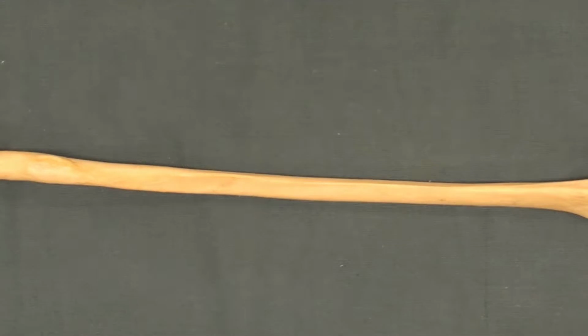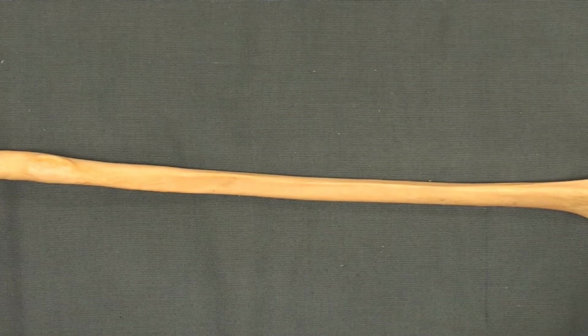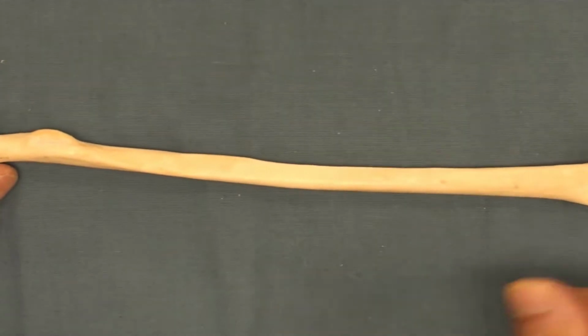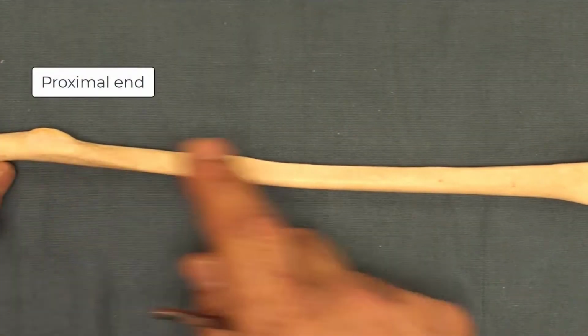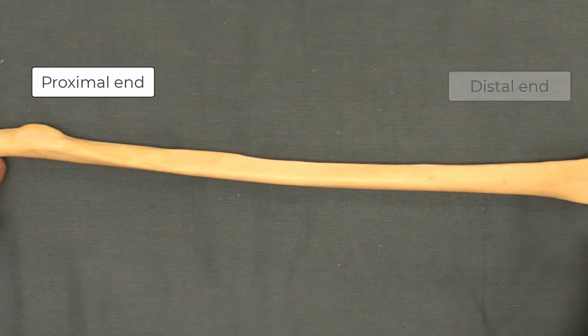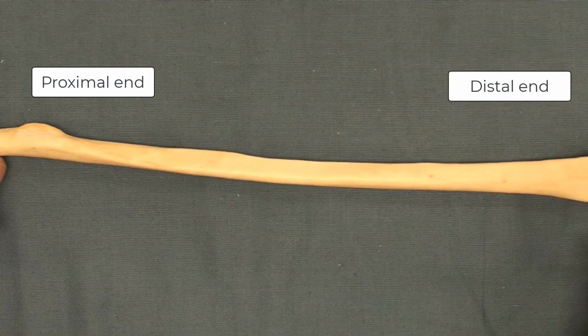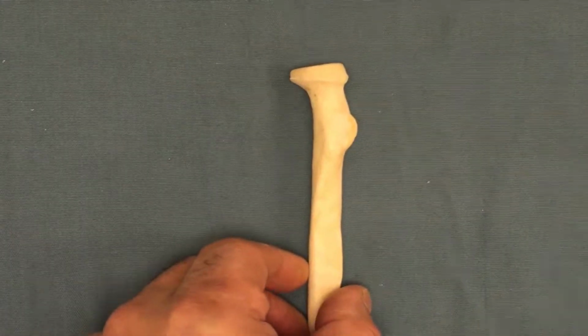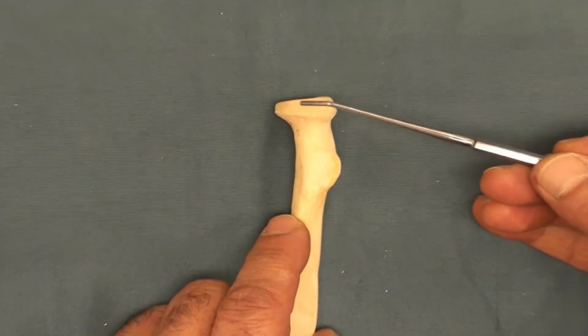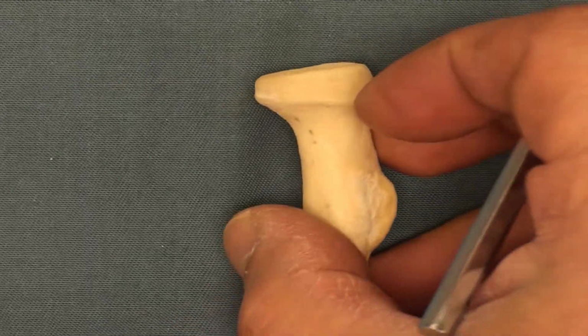Radius is the long bone located on the lateral side of the forearm, of course, right? So it has two ends, the proximal or superior end, distal or inferior end, and the shaft or diaphysis. So I'm going to put the bone in anatomical position and zoom in on the proximal end so that we can see a better view of that.